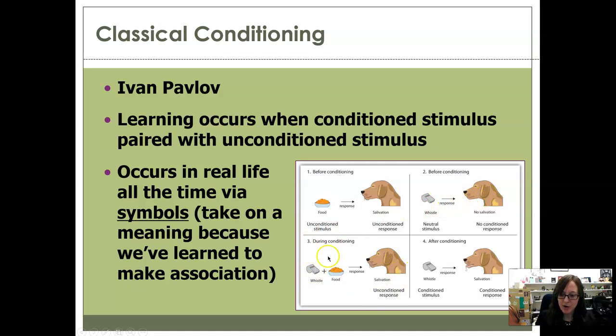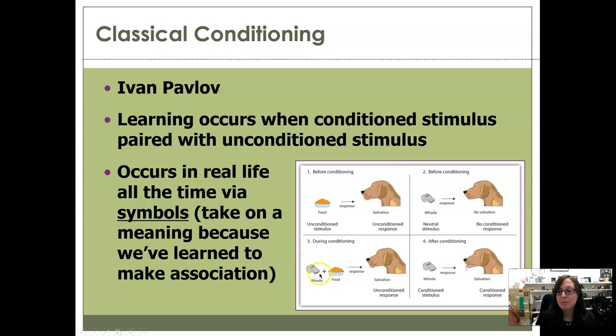However, then you have the conditioning process. The whistle is paired with the food, so that unconditioned stimulus of the food is paired with a neutral stimulus, and it still has that unconditioned response. There's no conditioning yet. During the conditioning process, it's because the food is there that the dog is salivating.